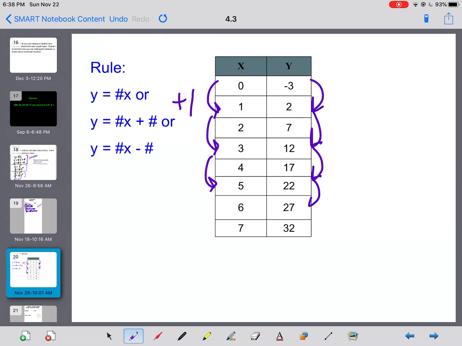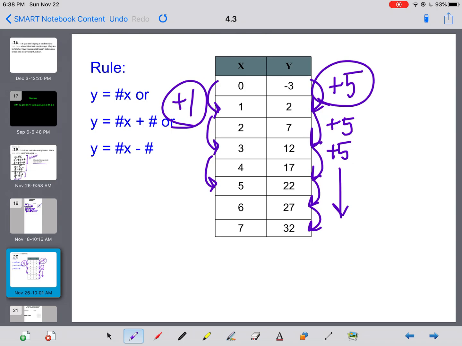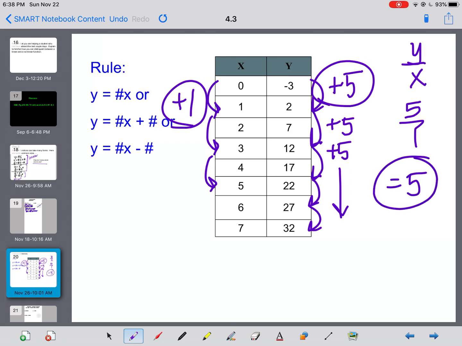All right, here's an example. I'm looking to see, just like we did yesterday, how it's changing on each side. And it looks like the x's are all changing by adding 1. The y's, looks like here we're adding 5. From 2 to 7, I add 5. 7 to 12, I add 5. Okay, and it appears that that's the case all the way through. So I know that I'm changing by a 1 and a 5 every time. Okay, my y over x would be my rate of change. So 5 over 1 means I'm changing by 5 every time.